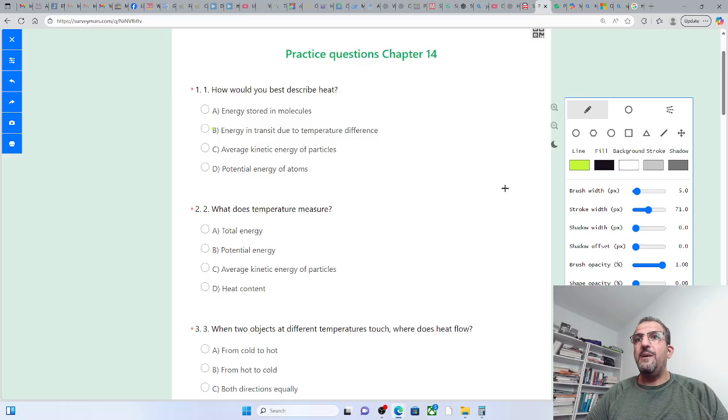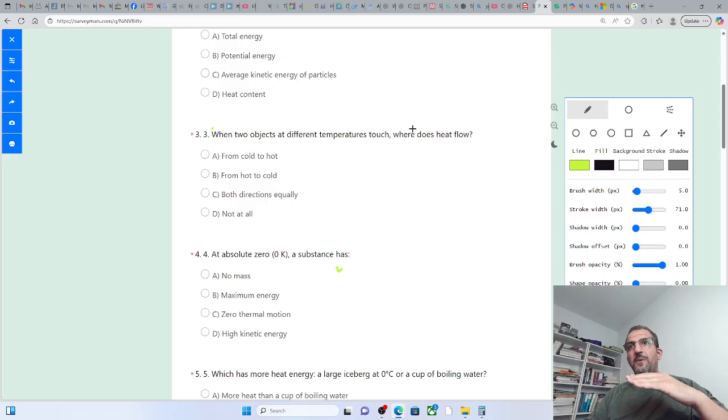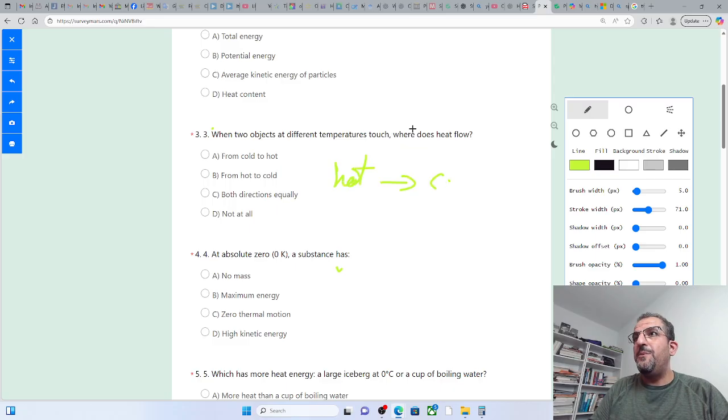Okay. For number 2, what does temperature measure? Total energy, potential energy, average kinetic energy. So it measures the average kinetic energy. For number 3, when two objects at different temperatures touch, where does heat flow? So the heat always, guys, flows from the hot object to the cool object. So it has a direction from hot to cool.